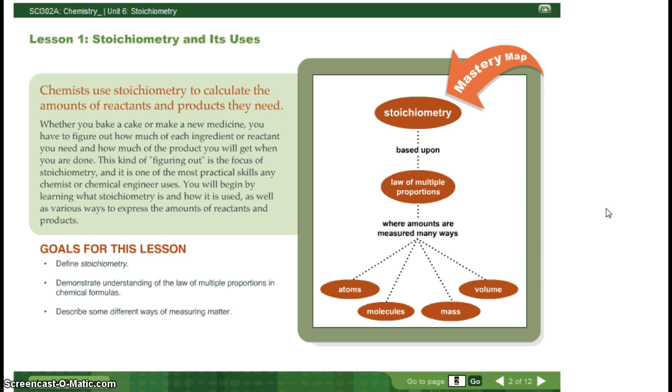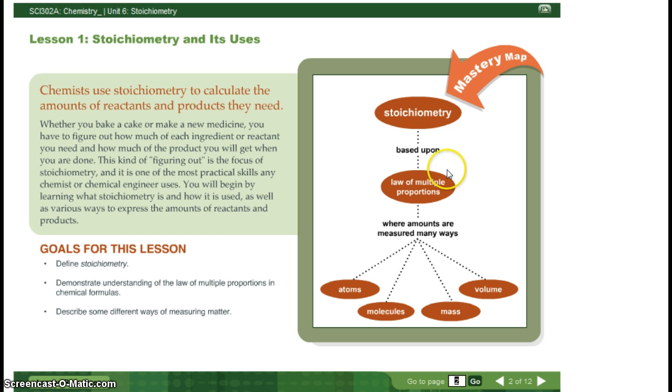This kind of figuring out is the focus of stoichiometry, and it is one of the most practical skills any chemist or chemical engineer uses. You will begin by learning what stoichiometry is, how it is used, as well as various ways to express the amounts of reactants and products. All right, so the goals for this lesson: to define stoichiometry, demonstrate understanding of the law of multiple proportions in chemical formulas, and describe some different ways of measuring matter.